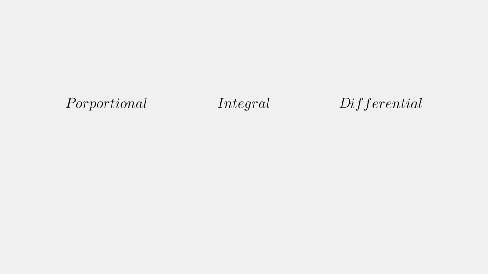A PID uses three components to create the response from the error, and it corresponds to the three letters in the name: proportional, integral, and differential. Each type of response has a tunable weight, and these weights will be labeled with a K.